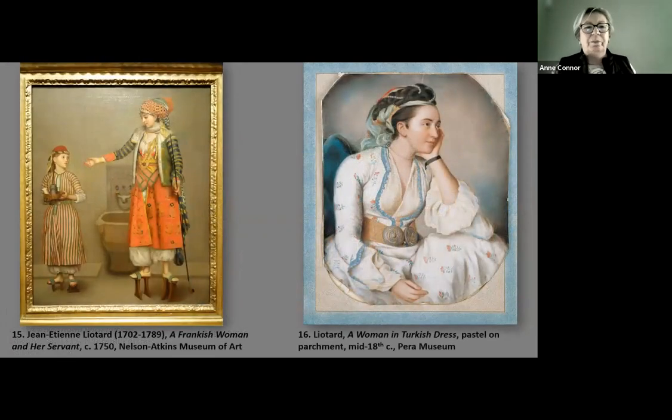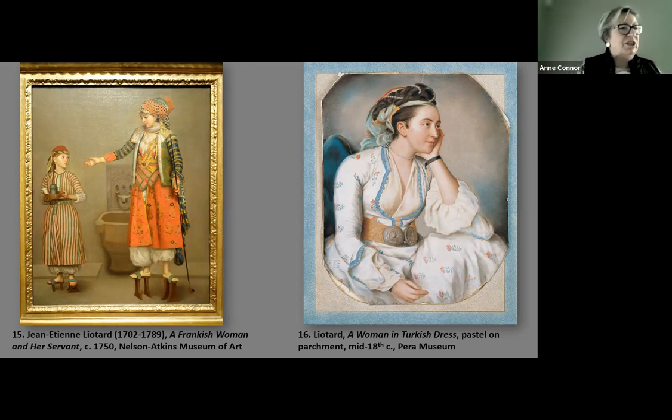Here are some more paintings. This is Jean-Étienne Liotard, a Swiss painter who visited Istanbul and painted a lot of pastels of Turkish domestic scenes. Very interesting to see in the left painting a Frankish woman, which means a woman from Western Europe who lives in Istanbul, and her servant.